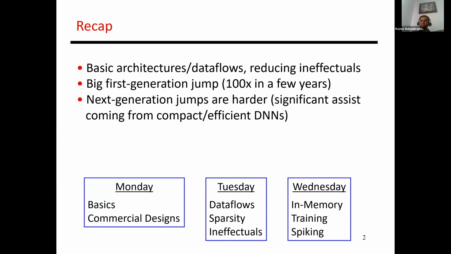Okay, so let's get started, and I'll first focus on in-memory processing. So when we talk of in-memory processing, this processing can happen inside SRAM storage structures, inside DRAM, inside non-volatile memories, and I'll do one example of each of these. Okay, so let's start with SRAM.